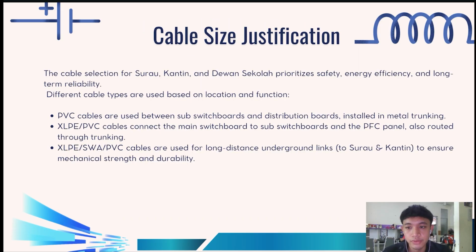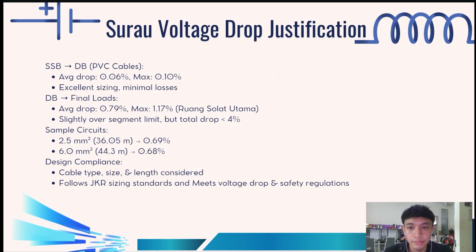Okay, so the cable size justification: why we choose our cable size and value. First, the PVC cables are used between the sub-switchboard and distribution board, installed in metal trunking. Next, the SWA PVC cables are connected from the main switchboard to the sub-switchboard in the PVC panel and also routed through trunking. Why do we choose SWA as the PVC cable? Because it is used for long distance grounding, which is linked to surround and camping, to ensure mechanical strength and durability.